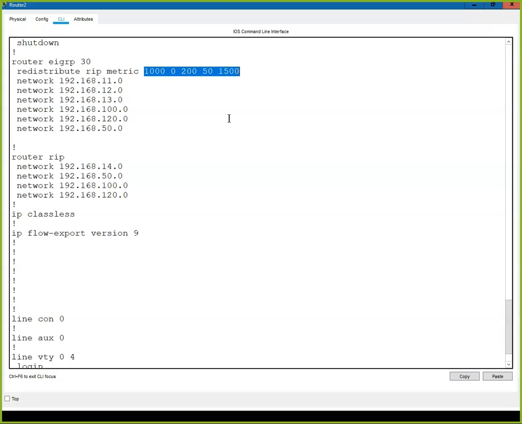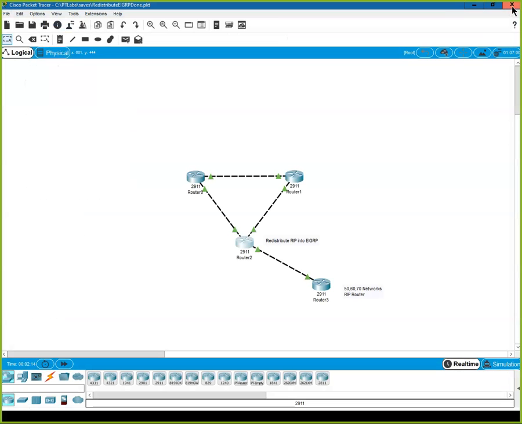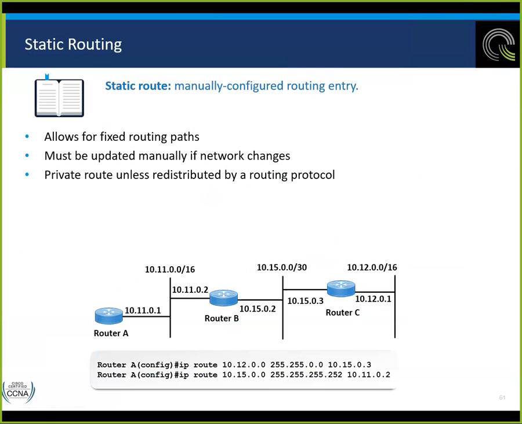EIGRP metric. OSPF has a default metric, which if you don't specify is going to be used, obviously. EIGRP does not have a default metric, so you do have to specify something or it is not going to work. But pretty straightforward command, but a concept to remember: we can redistribute one protocol into another protocol, have one protocol advertise the routes to the other protocol. A translator, if you think about protocols as languages that we speak, a translator would be the redistribution.